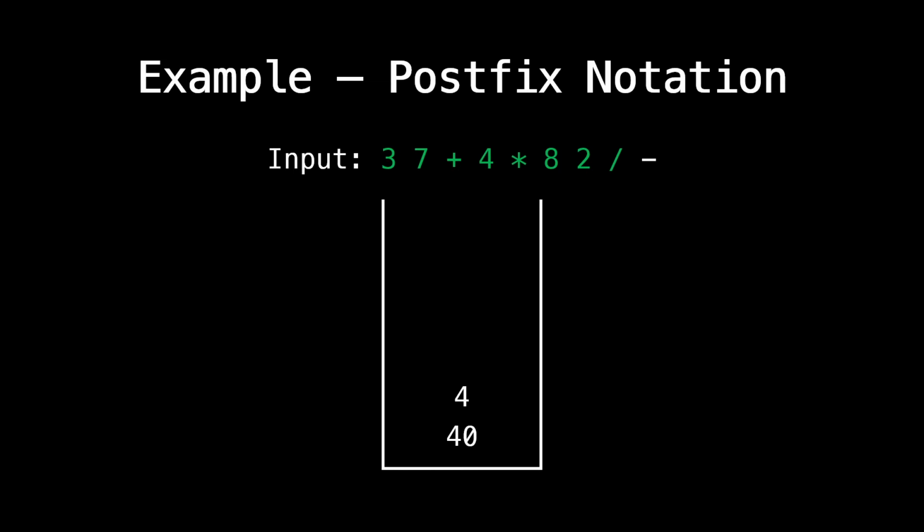Put that onto our stack, and then finally we see this minus symbol, so we do 40 minus 4, and we get 36. Put that onto our stack, and since we no longer have any operators or operands, 36 is going to be our answer.